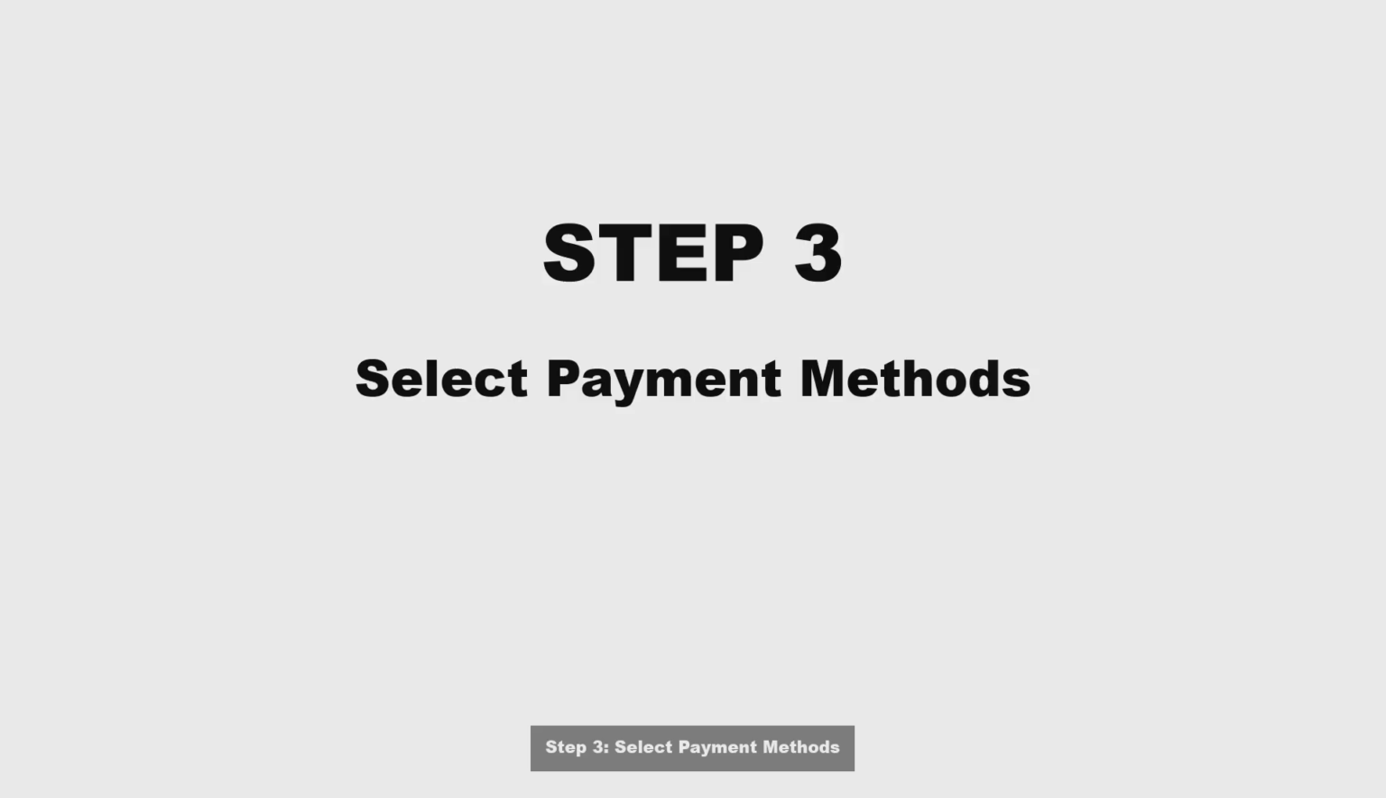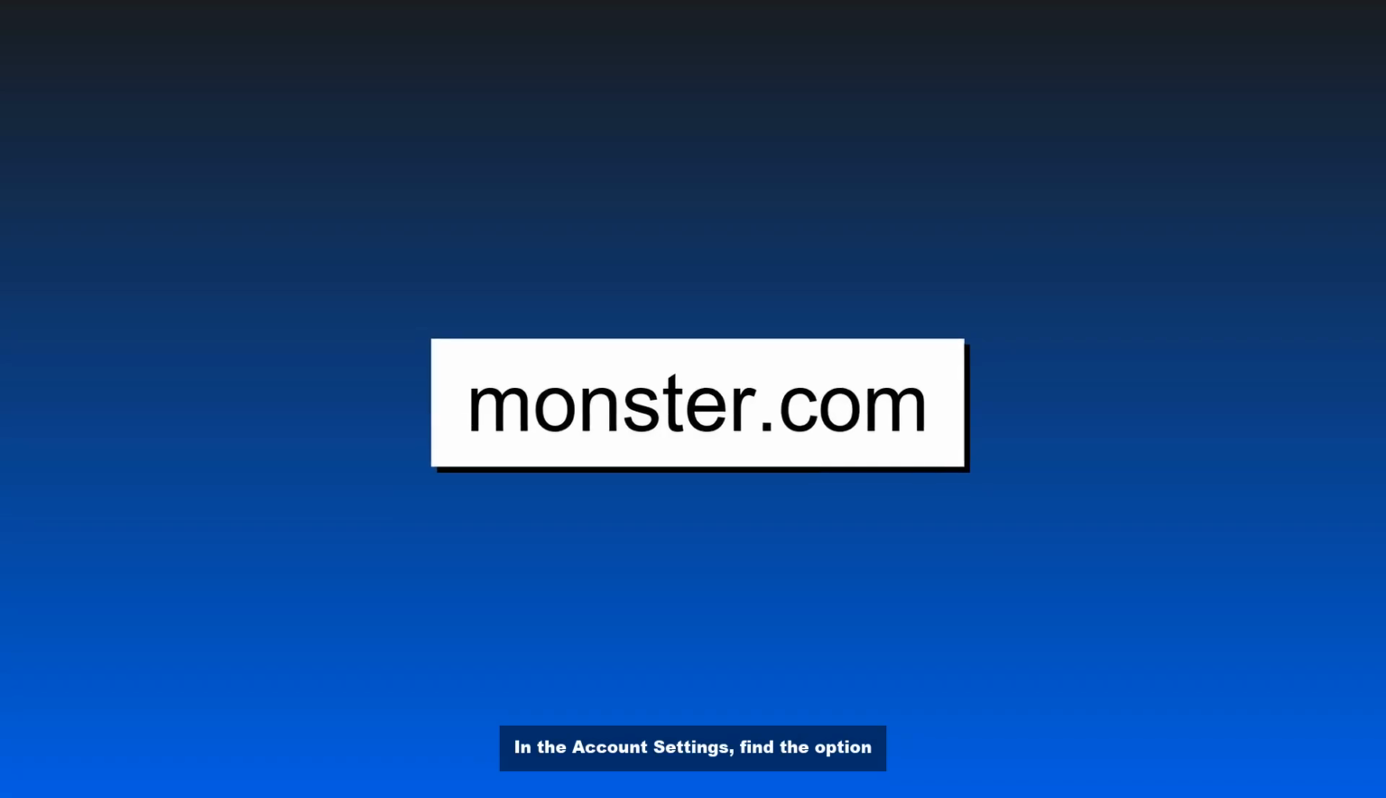Step 3. Select Payment Methods. In Account Settings, find the option labeled Payment Methods or similar. Click on it to view all the payment methods currently linked to your account.